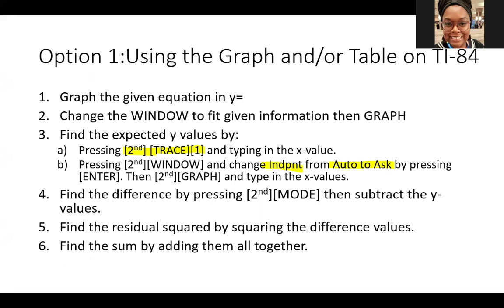Either method is perfectly fine. I'm just going to show you that you have options. Okay. I'm really big on giving you options because I feel like that helps you take ownership of your learning. You choose which method works best for you. Okay.